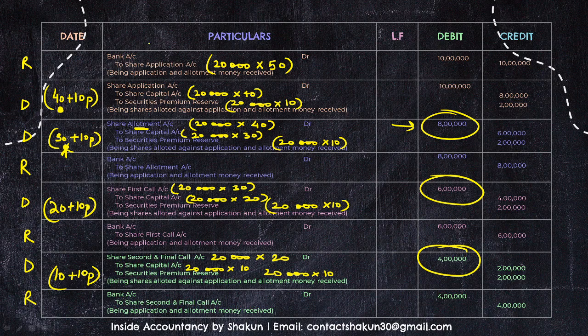So as you can see, there were 4 stages: 1, 2, 3 and 4: application, allotment, first call and second and final call, and there were 2 entries each. In case of application, receive then due. In case of other stages, first due and then received. Also premium was given on every stage, so on every stage premium has been credited and it has been received.